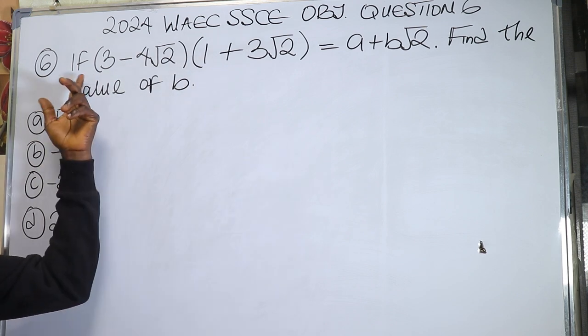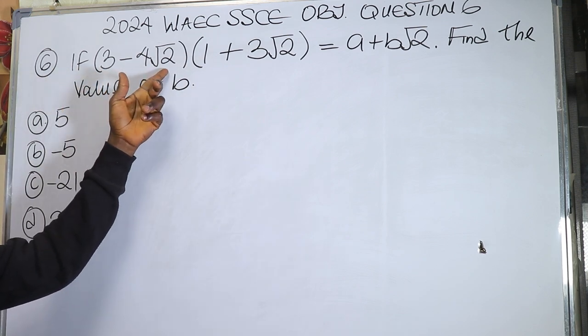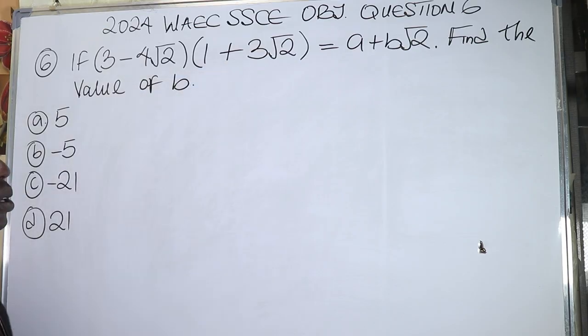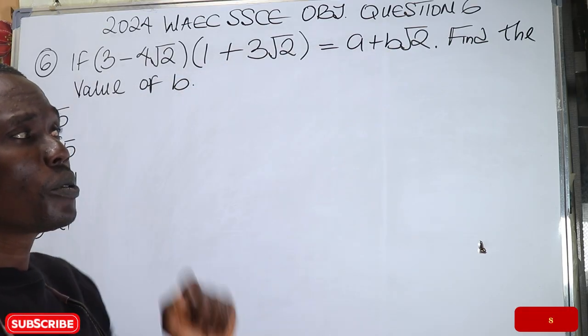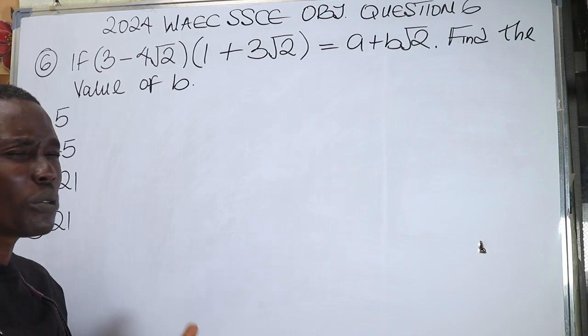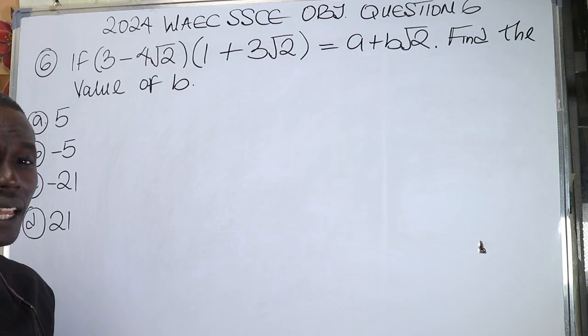Question number 6 says, if (3 minus 4 root 2) multiplied by (1 plus 3 root 2) is equal to a plus b root 2, you should find the value of b. If you are not very good at surds, you might not be able to solve a question like this.